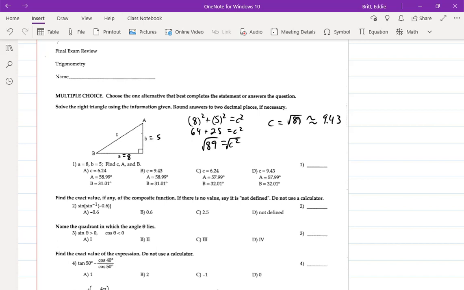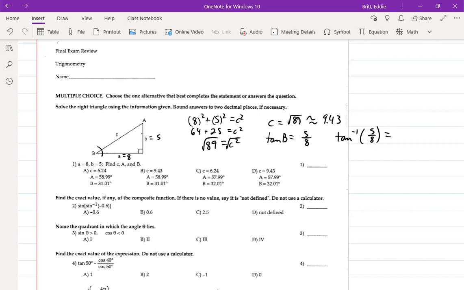Alright. And then the easiest angle to find from here would be angle B, because you have the opposite side and the adjacent side. And if you remember, the tangent of an angle measure of a right triangle is going to be opposite over adjacent, 5 over 8. So in your calculator, what you want to do is say inverse tangent of 5/8.